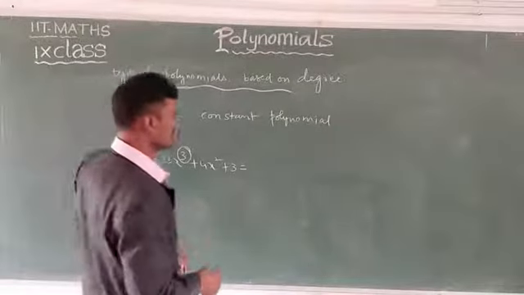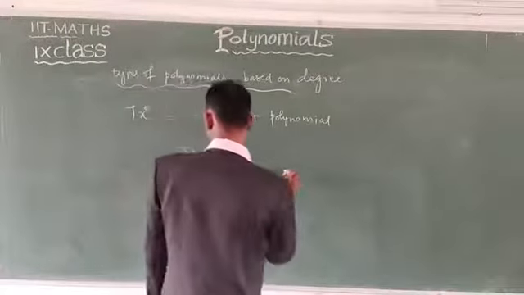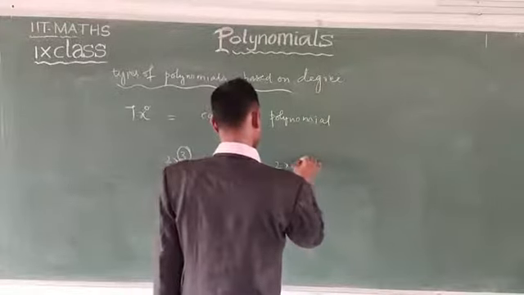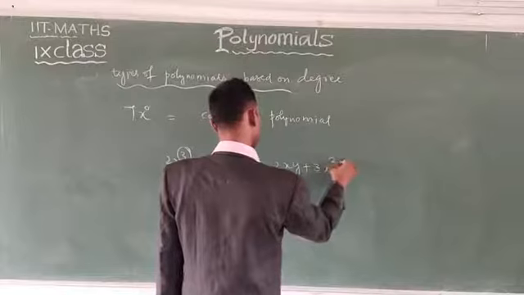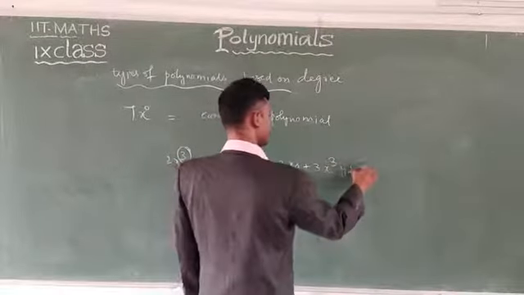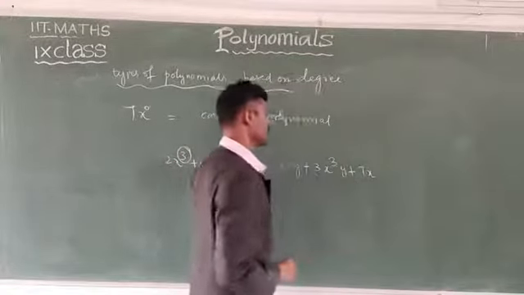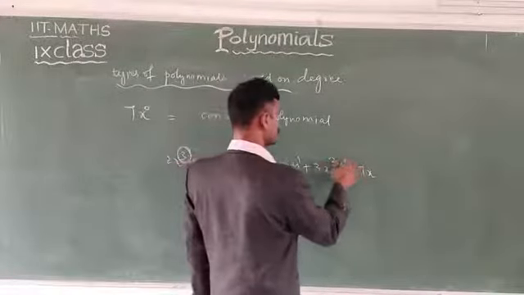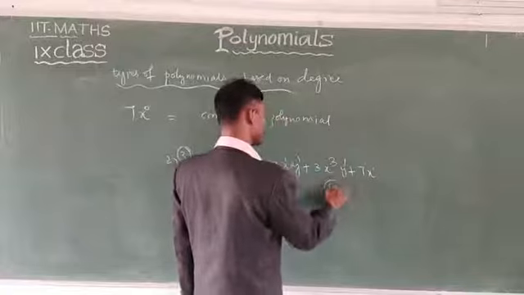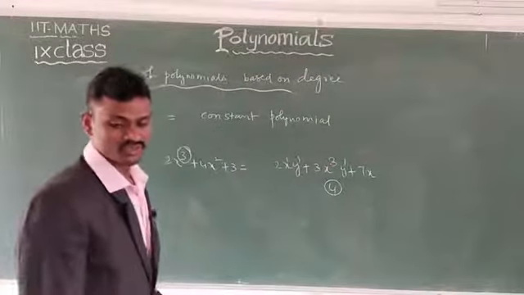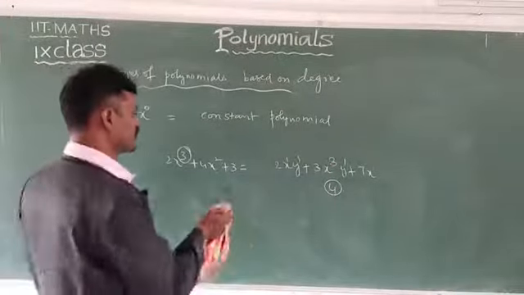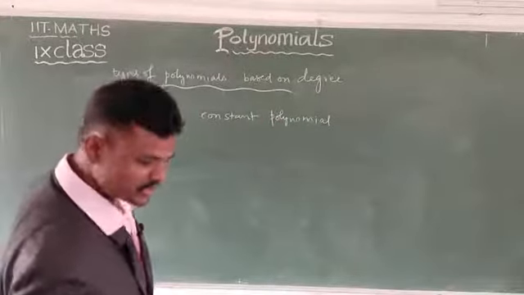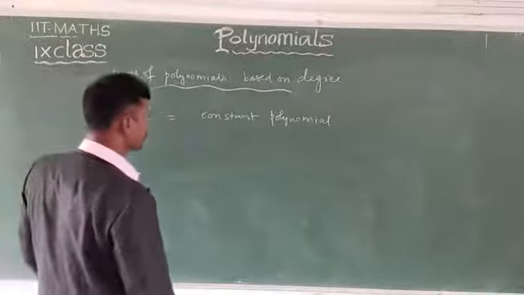Suppose you have to take a multinomial, or one more, 2xy plus 3x cube y plus 7x. What is the degree of the polynomial here? Here 1 plus 1 is 2, here 3 plus 1 is 4, here 1. So this is 4. Two variables are given, not one variable. Then its polynomial degree is 4. That's why, what is the degree of the polynomial? The highest power of the polynomial is called the degree of the polynomial.